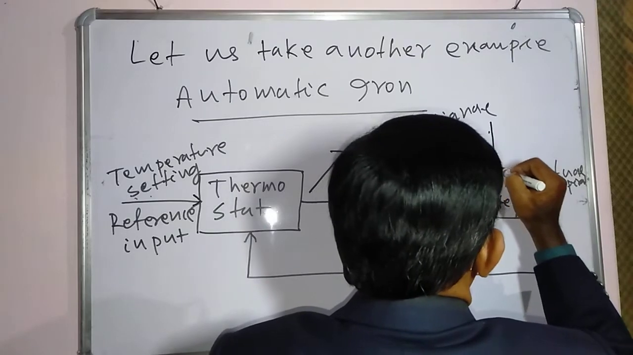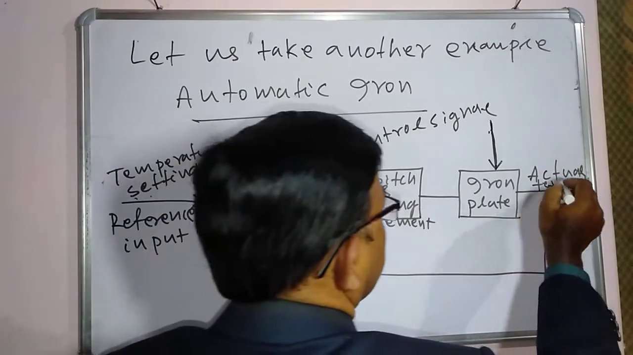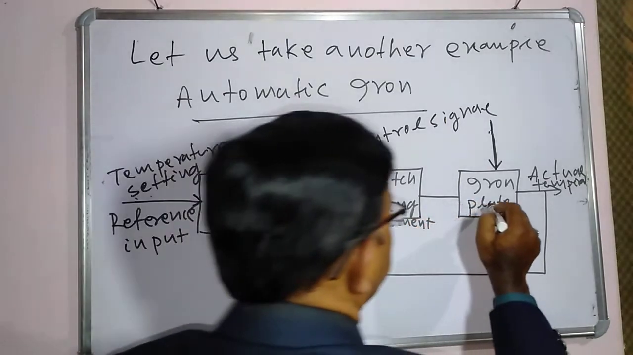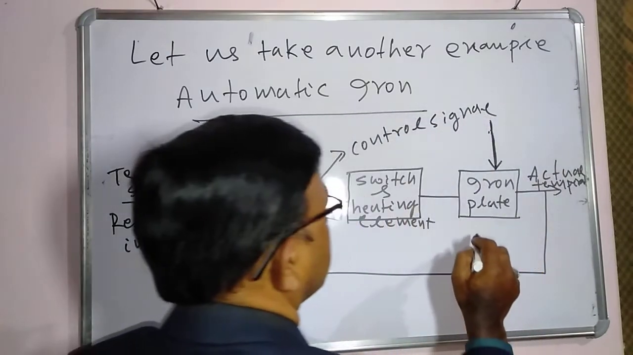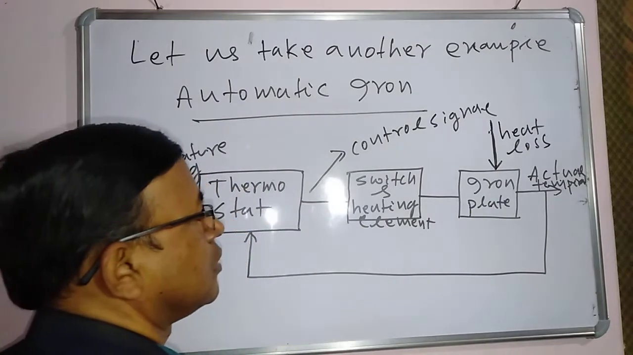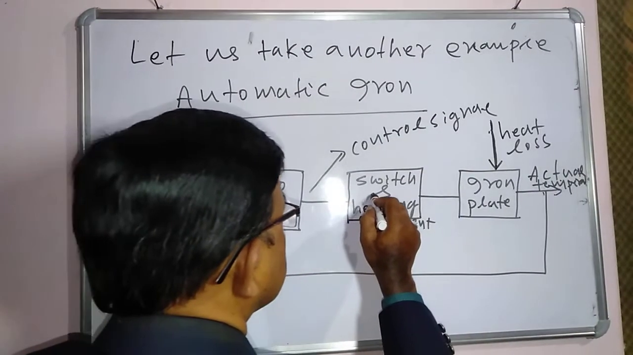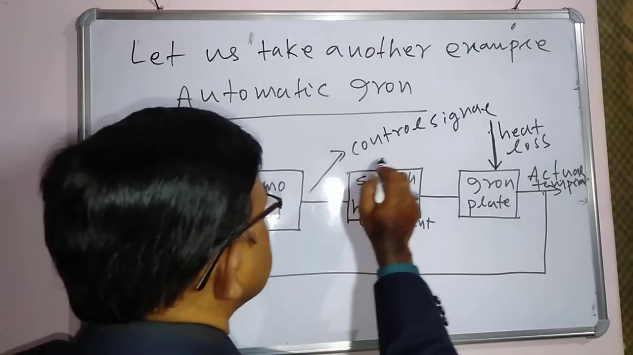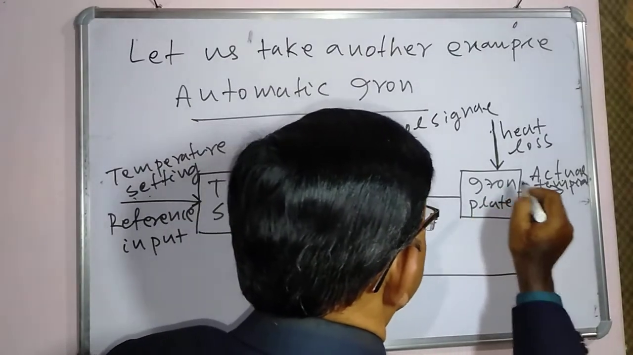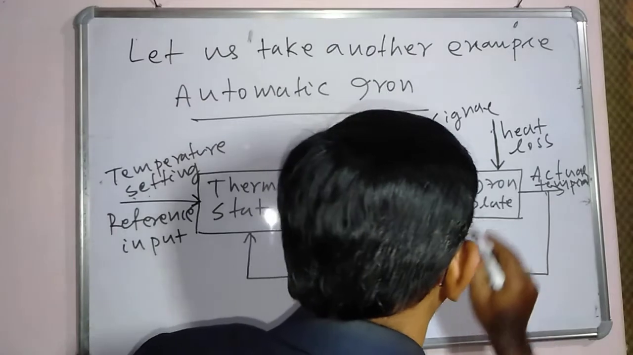Gradually, when our actual temperature is produced by the controlled output, then the switch is open and the iron plate is not heated. But due to heat loss, the temperature gradually decreases. Then the thermostat sends one control signal to the switch and heating element, and the switch is closed. Then again the iron plate starts heating up to get our desired temperature.